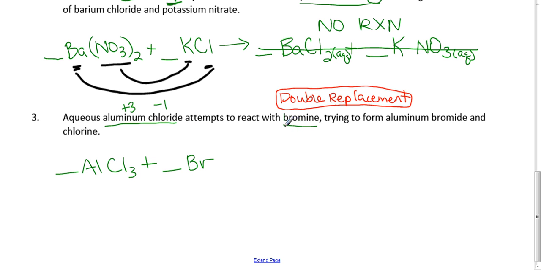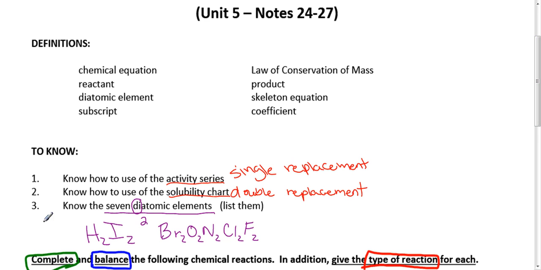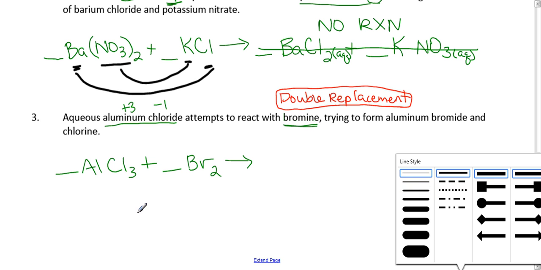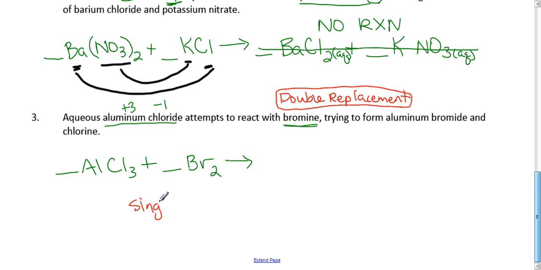When you have a single element like bromine, remember the only thing you have to worry about is is it one of these 7 diatomic elements? If we look here, bromine is in fact diatomic, so that means by itself here, it will have a little 2. They pair up. So it's trying to form aluminum bromide and chlorine. So let's go ahead and take a look and see if this reaction can even occur. You should recognize that since you have an element and a compound, we're going to be trying to have a single replacement reaction.